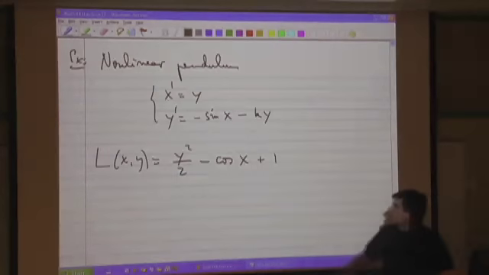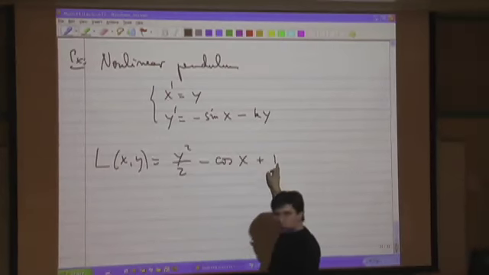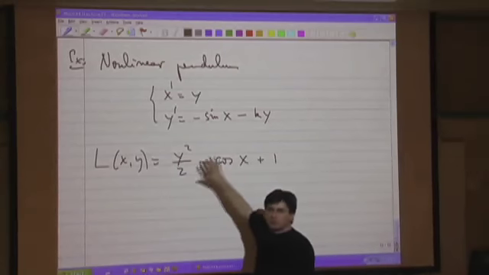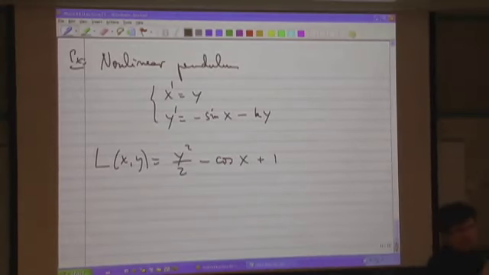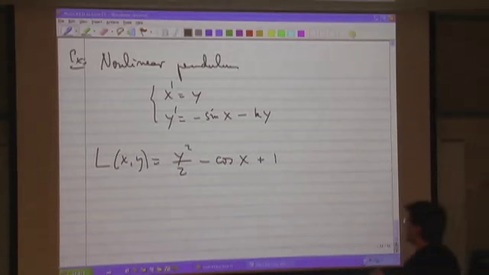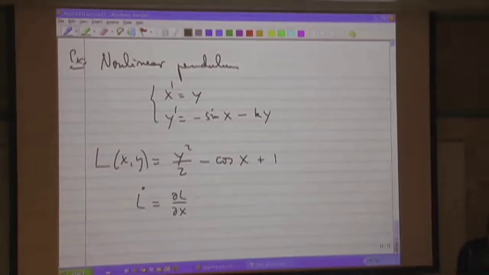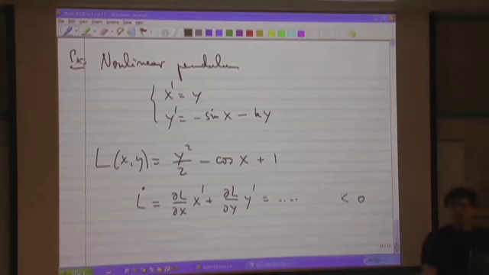This term is always positive or 0, right? And this term is always positive or 0. So the whole thing is positive. And it's 0 at the 0,0 equilibrium, right? And how do you compute L prime? Well, you just take the partials of this times x prime plus partial of this, is y prime, and you'll end up with something that is negative, but not everywhere, only on a region, right? So the question is, how do you identify the region?